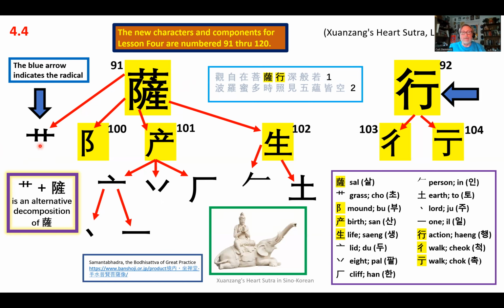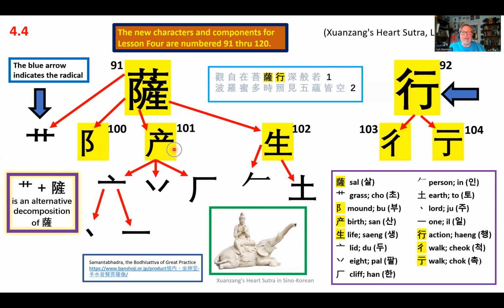This is the component form of the character for grass. The second character, bu, is a new component. This is like cho. This is a component form. This is not something you ever see on its own as a character, and it means mound. It's very rarely used for its meaning. It's just used as a component in different characters.